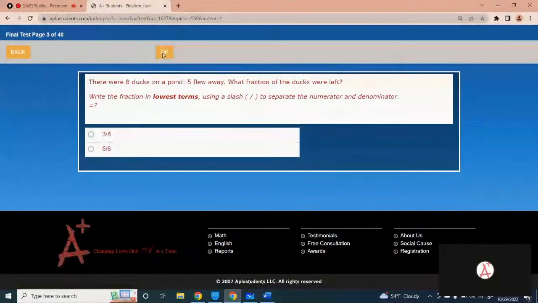Okay, there were 8 ducks in a pond. 5 flew away. What fraction of the ducks were left? So out of the 8, 5 flew away. So how many ducks do we have left? Very good. Yes, 3 by 8. Yes, 4 by 5 is the answer for the last one. Got it. Okay, so the correct option is 3 by 8. 8 subtract 5 is 3 and total ducks are 8. So it would be 3 over 8. Got it. Just select the correct option and then click on the OK button.